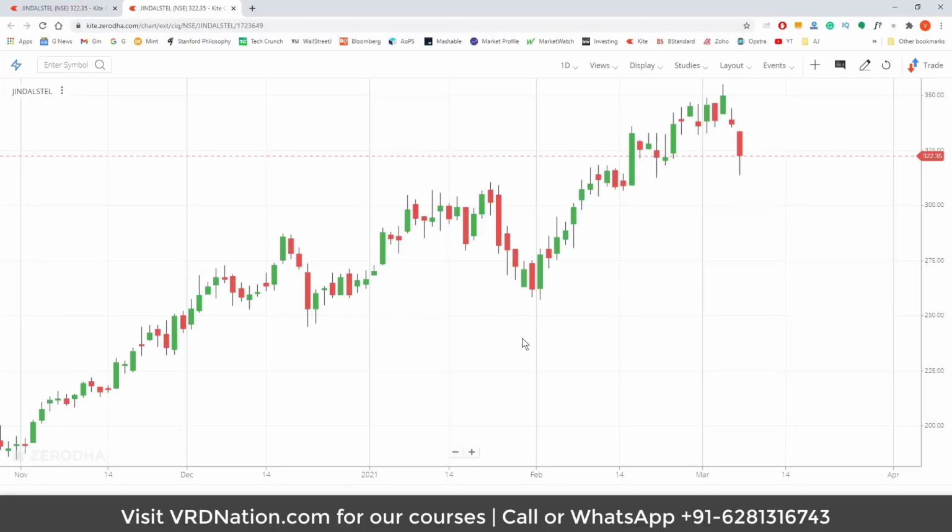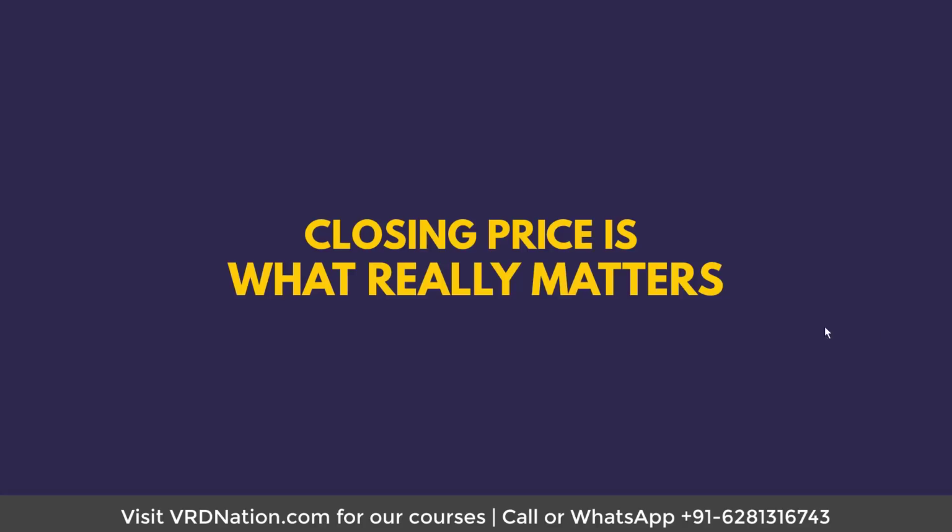Like in this particular case, when I see the daily chart of Jindal Steel and Power, the price that I'm seeing for this particular day is 322.35. So the bottom line is that the closing price is what is always considered in the analysis, not the last traded price of that day. In fact, for all practical intents and purposes, the last traded price of the day is irrelevant, and the closing price is all that really matters in the long run.